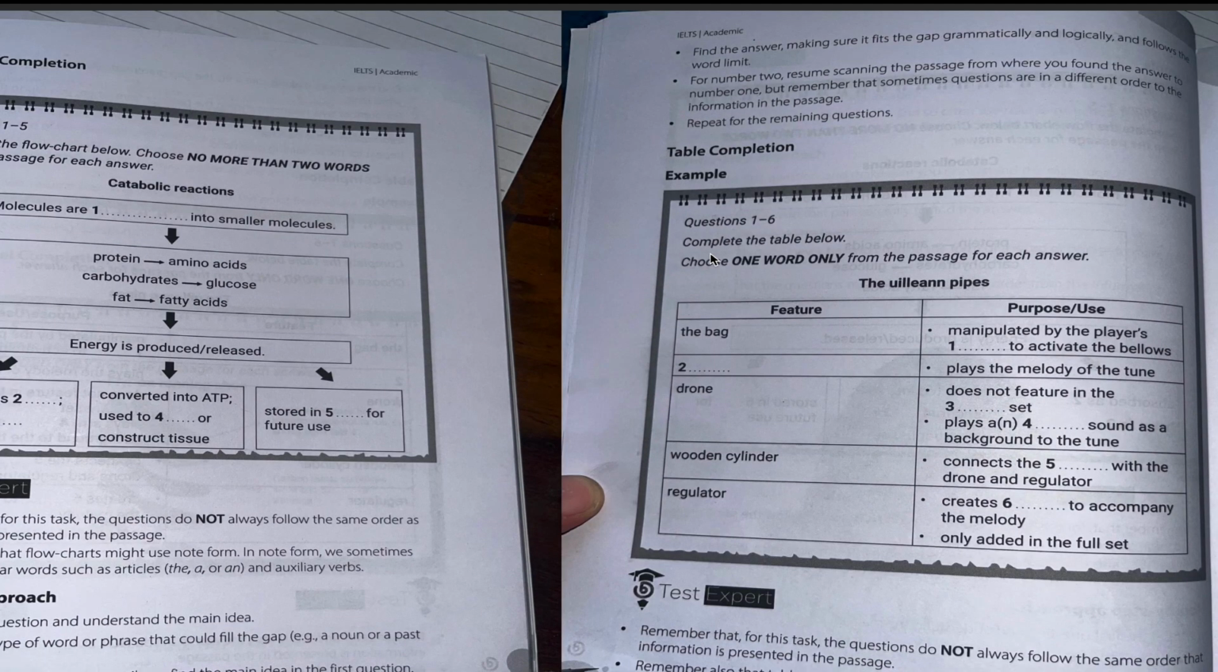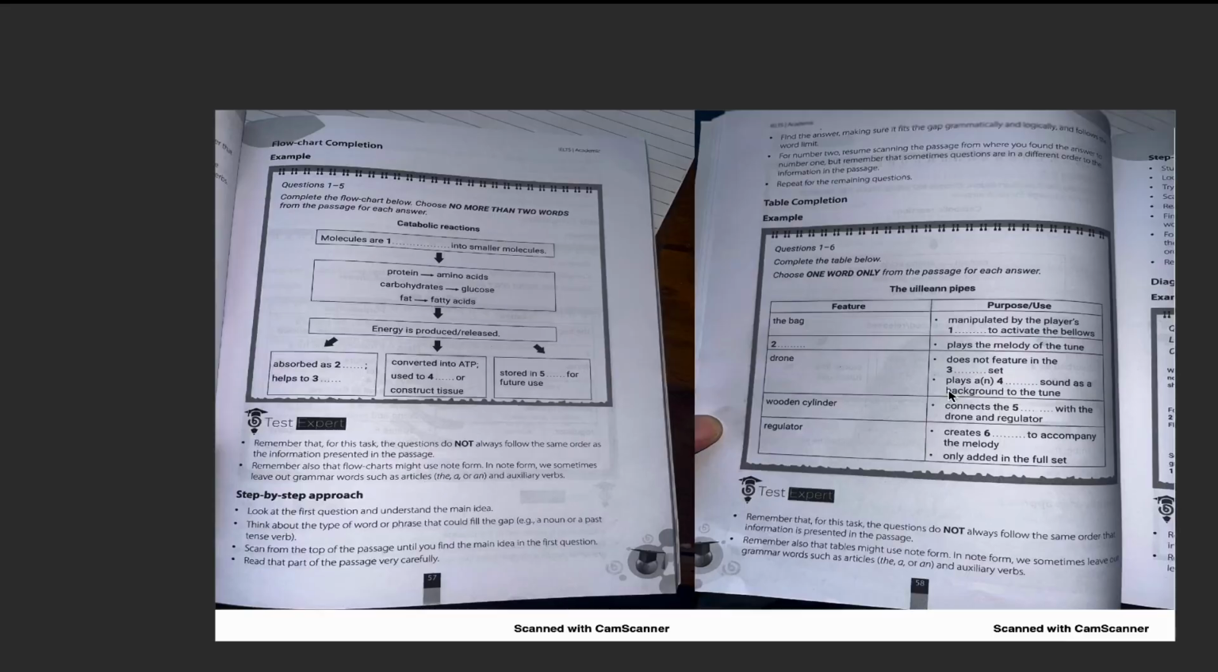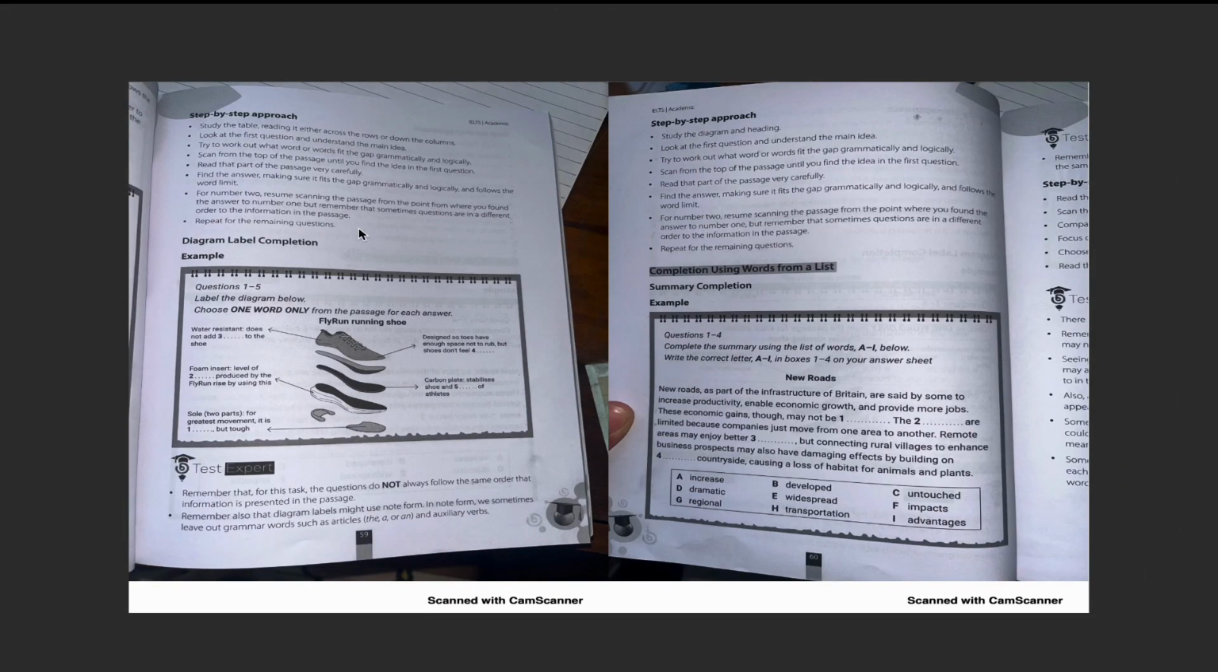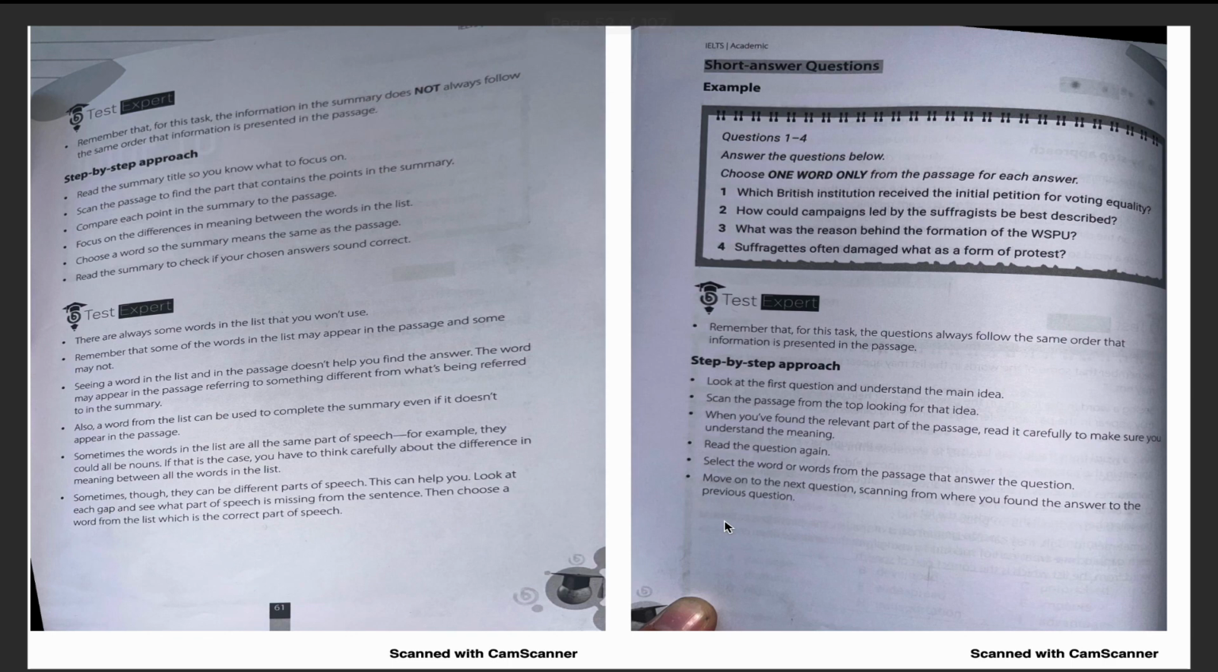Next we come to table completion. The answers can be found from the passage itself, and even in this form they do not really follow the order. Then we have the diagram completion. Here also labeling is being tested. And then we have summary completion, and in summary completion sometimes there are answers which are given in a box, so you need to use them and fill that. So that's it with my IELTS academic reading section as well.